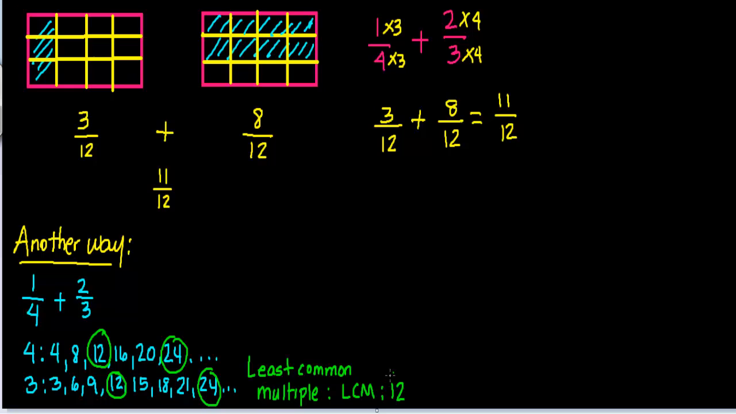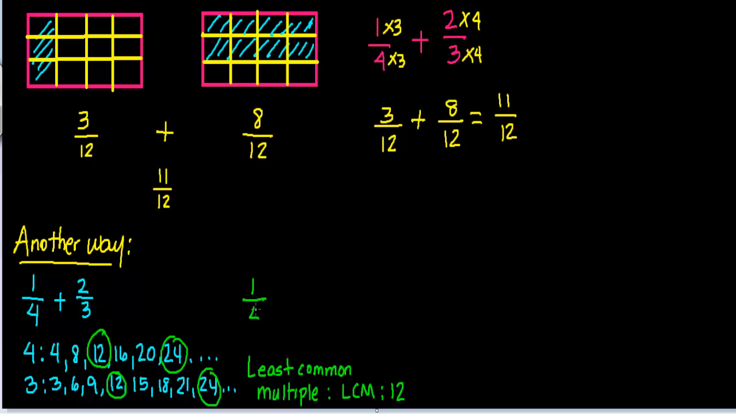Now that 12 is the number that tells me into how many parts I need to break each one of these pictures that we did before, into 12 parts. That means make this fraction a denominator of 12 and make this one a denominator of 12. So once I find that number, this is what I'm supposed to do.